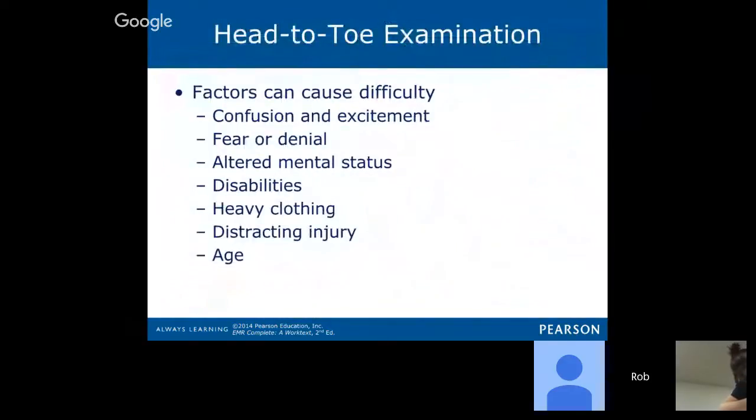So head to toe examination factors that can cause difficulty: confusion and excitement, fear or denial, altered mental status, disabilities, heavy clothing, distracting injuries, and age. So all those make sense, right? So altered mental status. Guys, I'll tell you what. Some of your head injuries are the strongest fighting people you'll have. You think it's real easy to do a head to toe on a patient that's fighting you, especially if they're the most scared they've ever been in their life? No, it's not easy at all. And then heavy clothing. You need to go ahead and expose, get those clothes off so you can do a proper assessment.